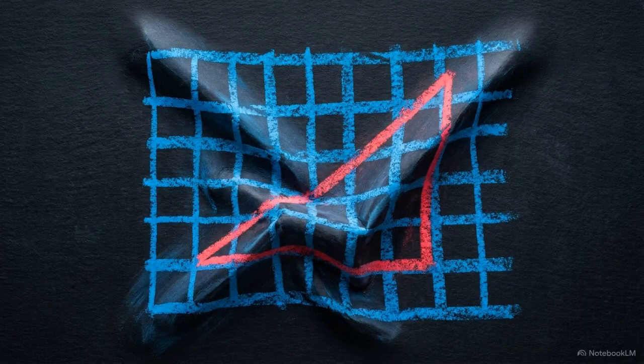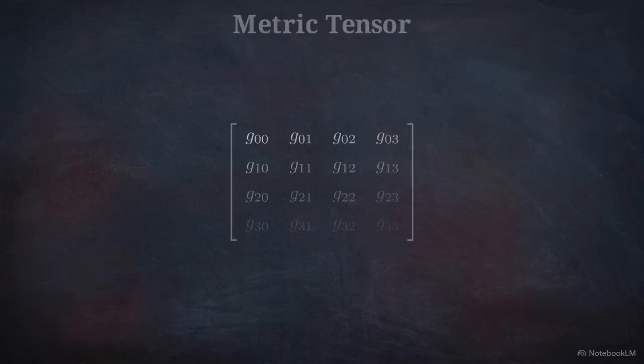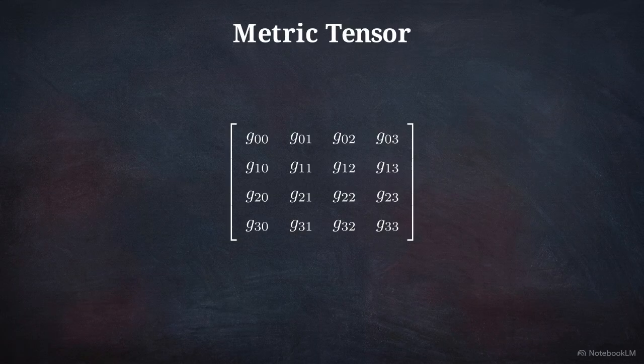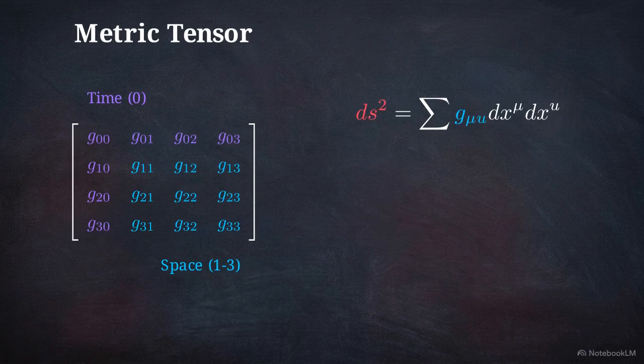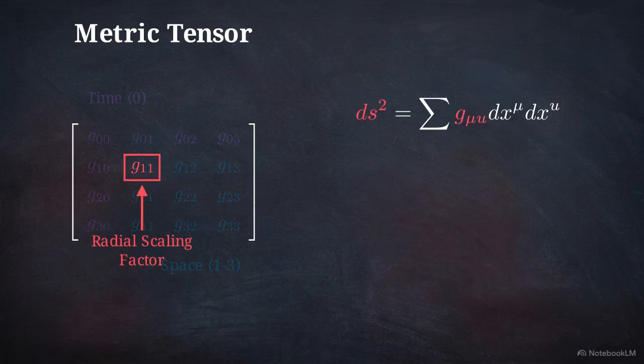The Pythagorean theorem fails when space is no longer flat. This 4x4 matrix is the metric tensor. It encodes local spatial curvature, with the 0 index representing time and indices 1 through 3 representing spatial axes. This equation uses the tensor to calculate displacement. The critical component is G11, the radial distance scaling factor. It determines the physical distance required to move closer to the center.